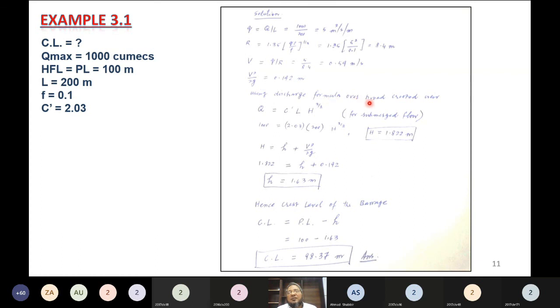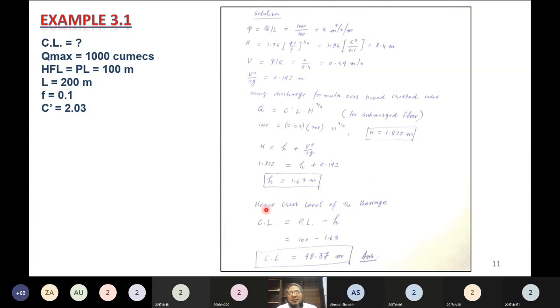Now using the discharge formula for a broad crested weir under submerged conditions, Q is equal to C dash L H power 3 by 2. Putting in these values, only H is unknown, and we have determined H, which is 1.822 meter. And we know that the total head is equal to the head over the crest plus the velocity head. As we have already computed the velocity head, we can compute h, which is the head over the crest of the weir.